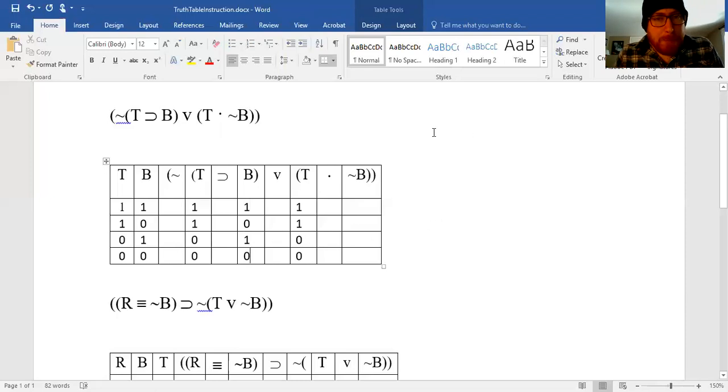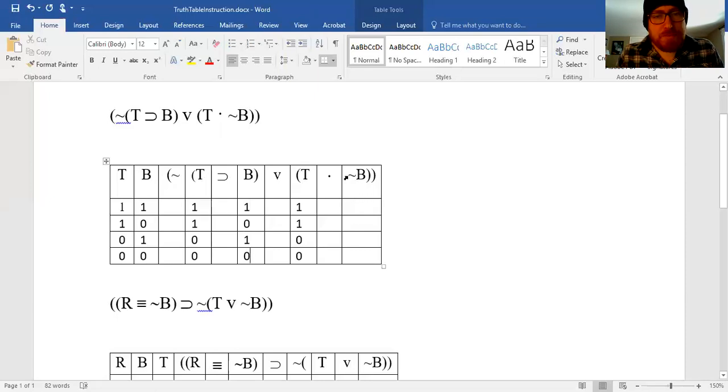All right. Now, notice over here we've taken care of all of our sentence letters. Now here we've got a not B, so that would be the second thing that we do. Now here you can actually skip a step.